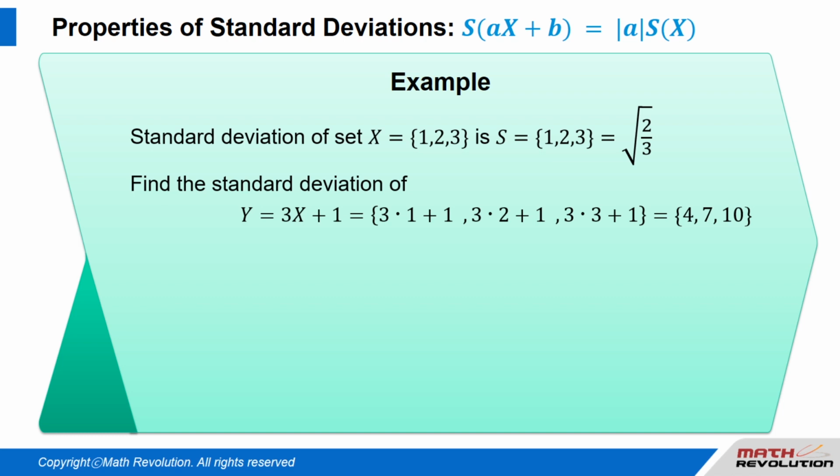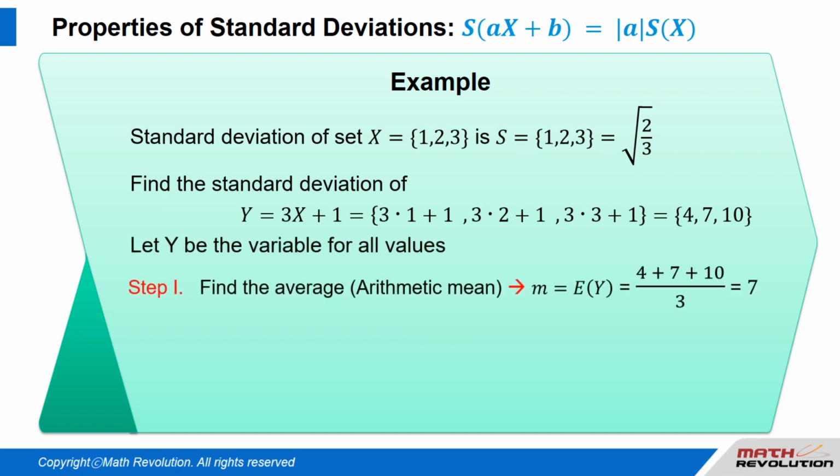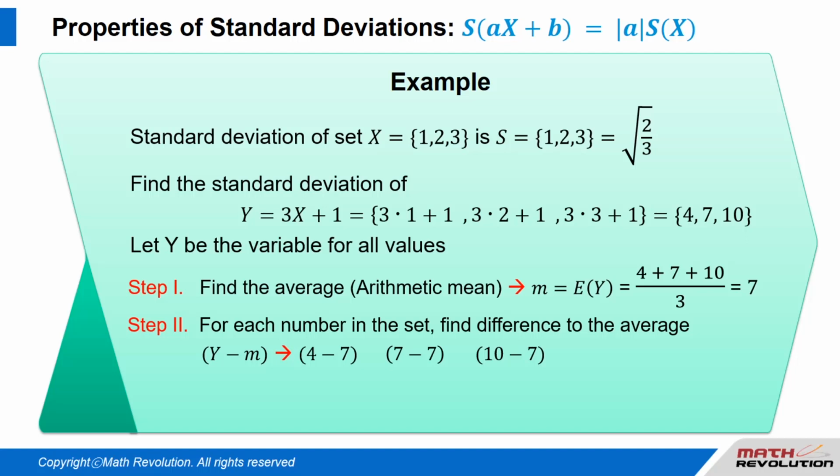Now, let's follow our 5-step process to figure out the SD of this new set. Let y be the variable for all values. Step 1. Find the average, the arithmetic mean. Mean m equals the average of y, which is 4 plus 7 plus 10, all over 3, equals 7. Step 2. For each number in the set, find the difference to the arithmetic mean. Difference of y from m: 4 minus 7, 7 minus 7, 10 minus 7.